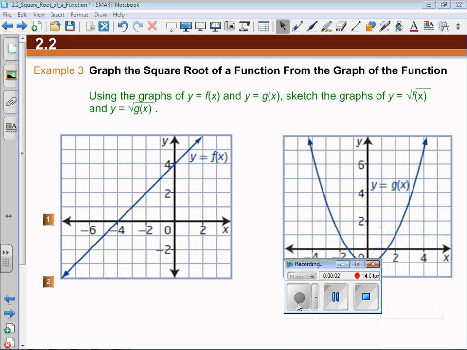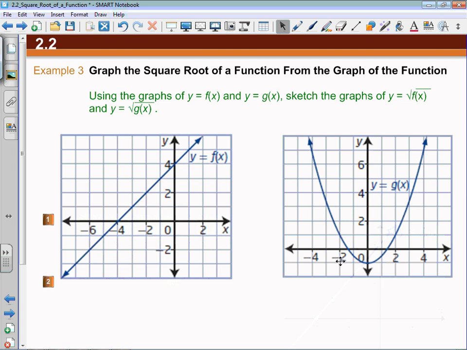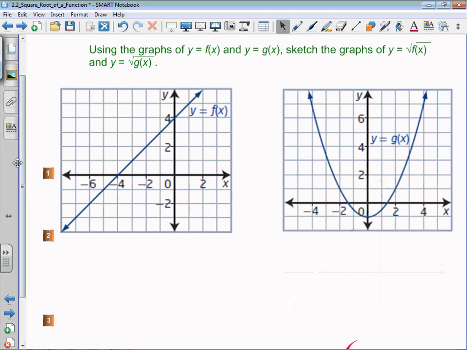Example 3 for 2.2 in 30-1 math here is really just sketching what the graph of the square root of an existing function would look like. This is something that we did in the other examples, but it's nice to see the technique all together. The best way of doing this is to identify invariant points, predict the shape of the graph, and then maybe if you want, grab a couple other points just to confirm what your graph looks like.